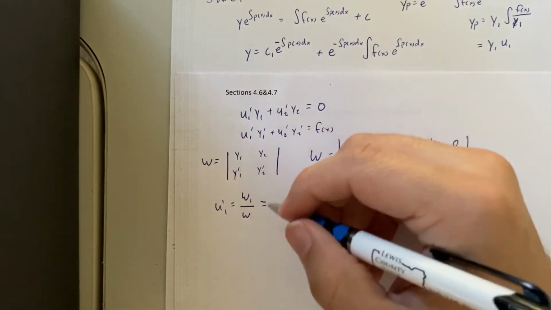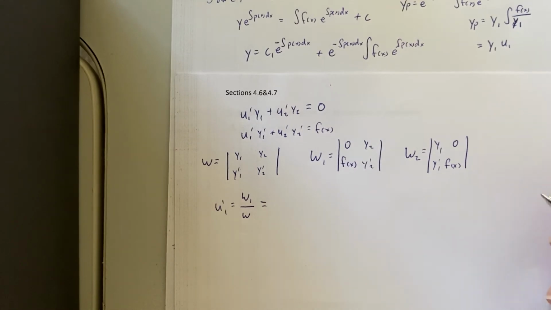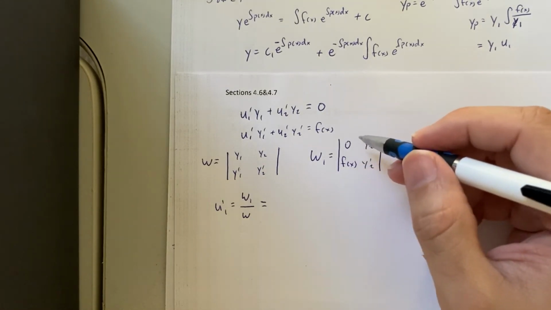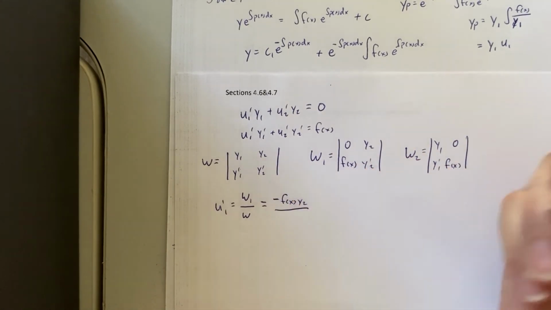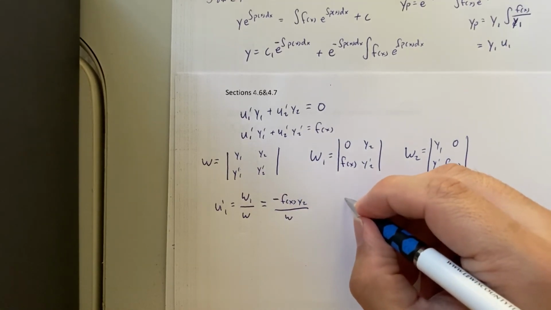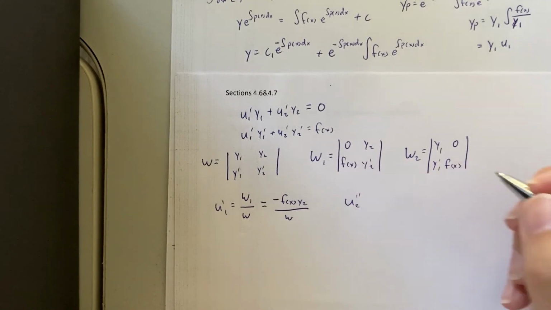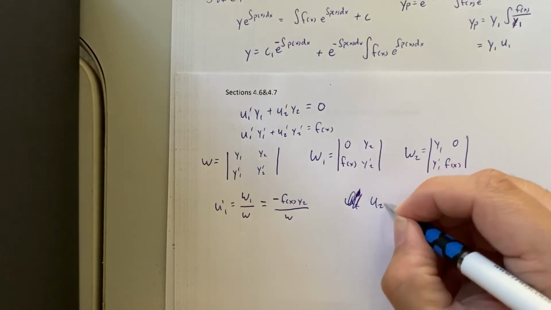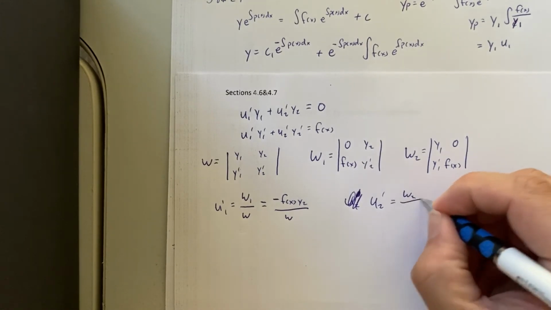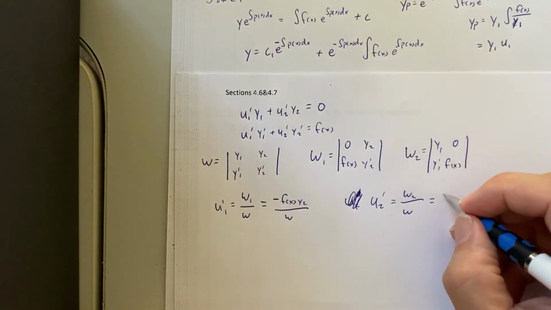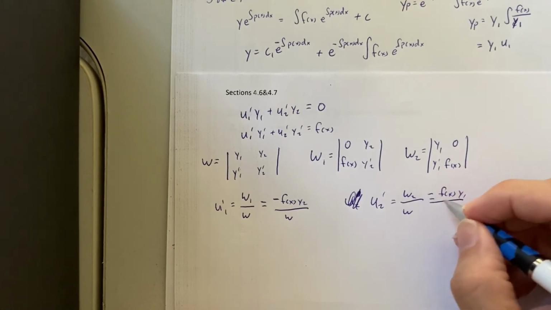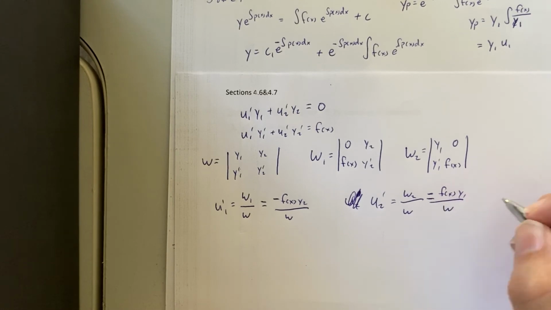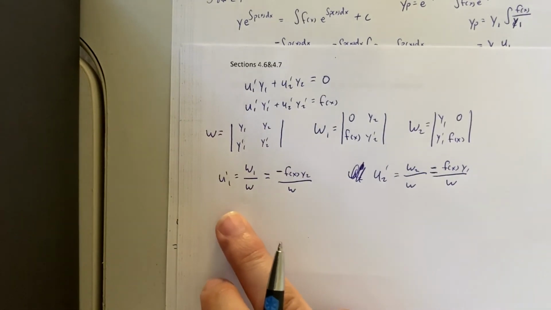Now, when you do all the math, this is always going to come out to be, for the Wronskian sub 1, negative f of x times y sub 2 over W. And again, Cramer's rule for the second variable, u sub 2 prime, is equal to the Wronskian sub 2 divided by the Wronskian, which is always going to come out to be f of x times y sub 1, divided by our Wronskian.